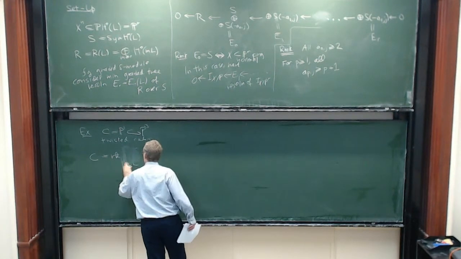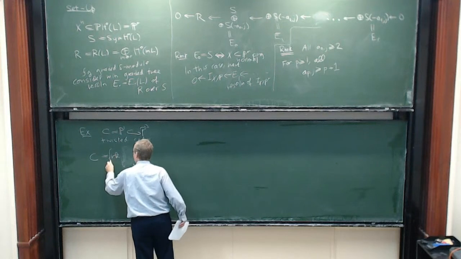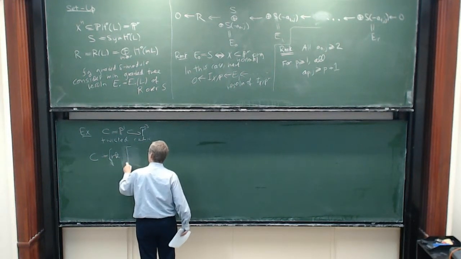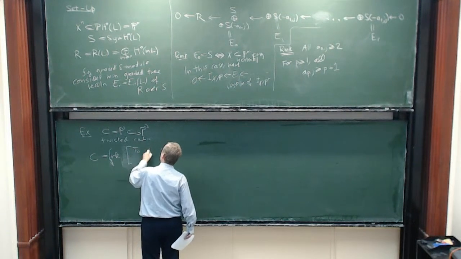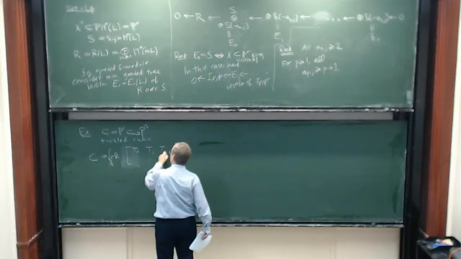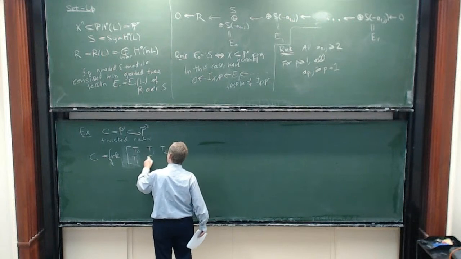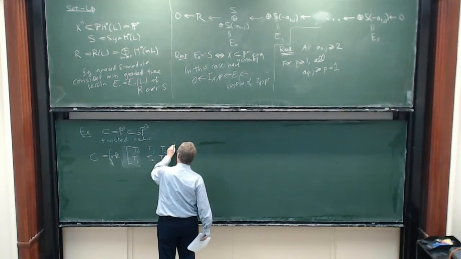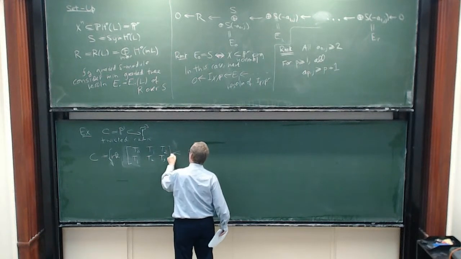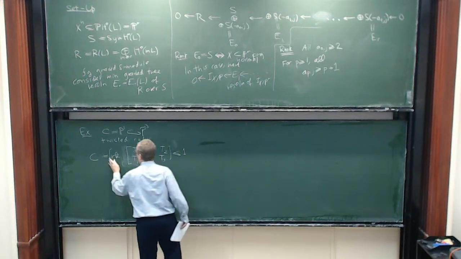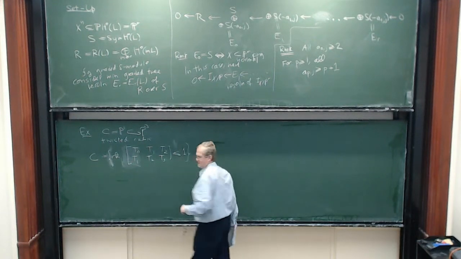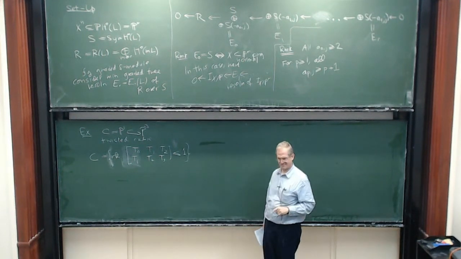Sorry, it's the locus where, so I want to look at the following matrix. I take the matrix with rows T0, T1, T2 and T1, T2, T3. So these are my homogeneous coordinates in P3. And I look at where the rank of this matrix is less than or equal to 1. It's a classical fact that this describes the rational normal curve.